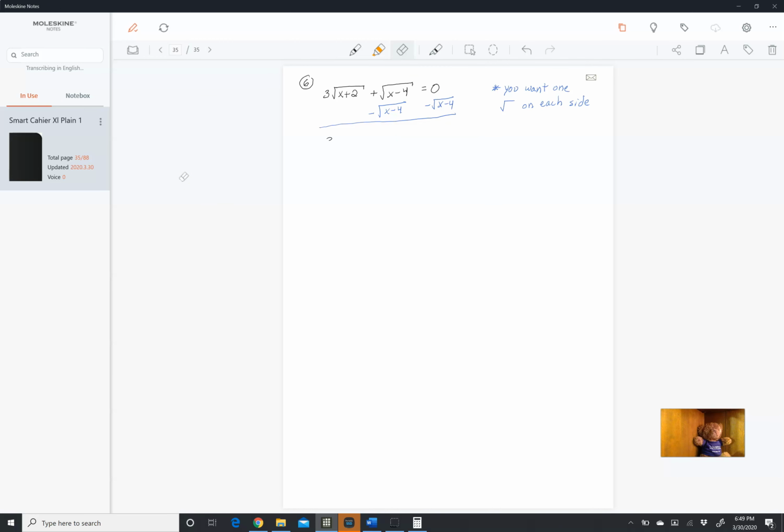So now we have 3 times the square root of x plus 2 is equal to negative the square root of x minus 4. Okay. And the 3 we can't do anything about, right? If we try and divide both sides by 3, then we're going to wind up with the denominator, and who wants that? So we're just going to leave it and we're going to square both sides here.